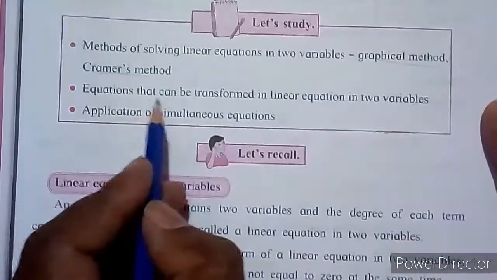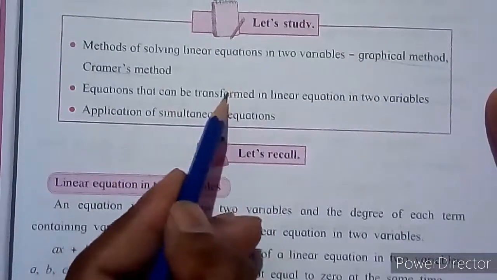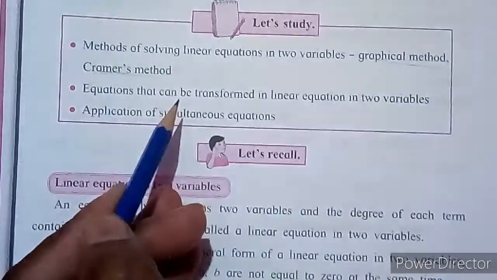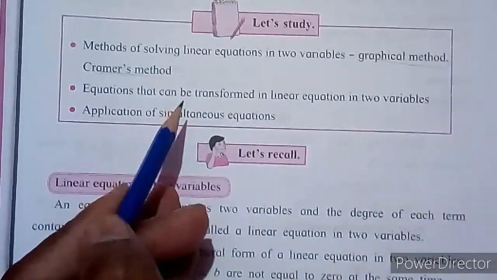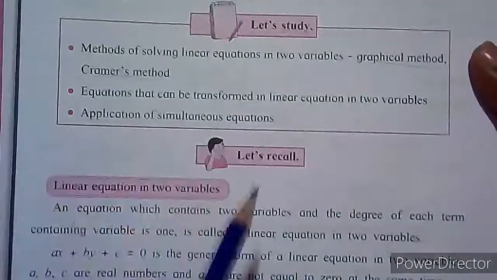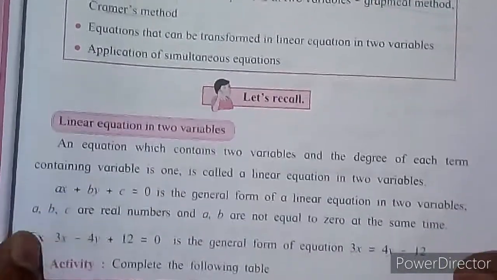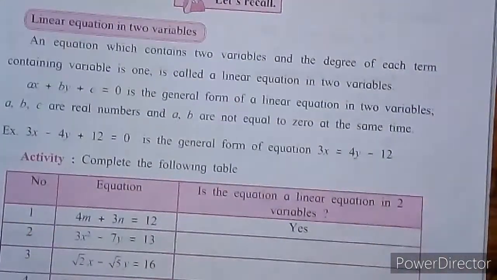Now, an equation can be transformed into a linear equation in two variables. If the equation is not in the form of a linear equation, then it can be converted from non-linear to linear equation by substituting the variables. It may be seen later. Application of simultaneous equations, these three topics can be included. Now let's recall what we know about linear equations.